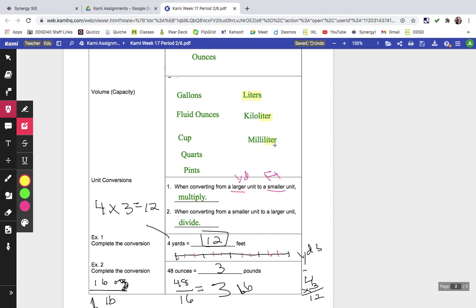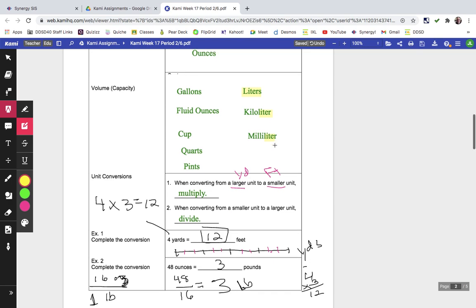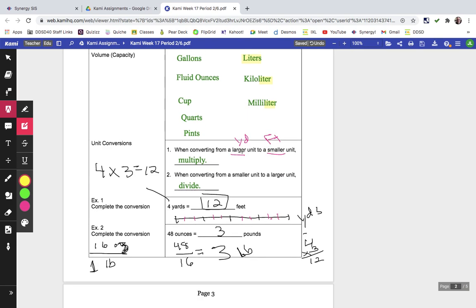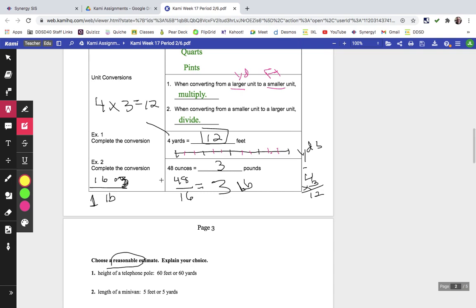When you are converting from a larger unit to a smaller unit, for example from yards to feet, yards are bigger than feet, you multiply. When converting from a smaller unit to a larger unit, for example from ounces to pounds, you divide. So I multiplied the 4 yards by 3 feet per yard to get 12 feet, and I divided 48 ounces by 16 ounces per pound to get 3 pounds.